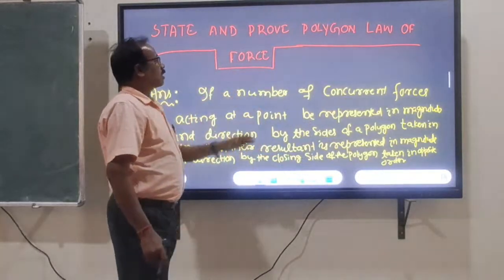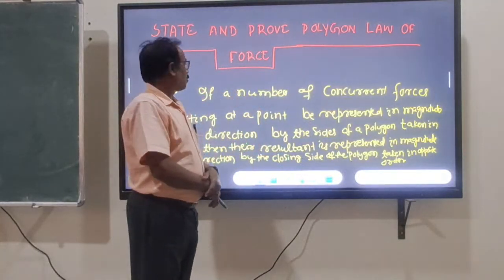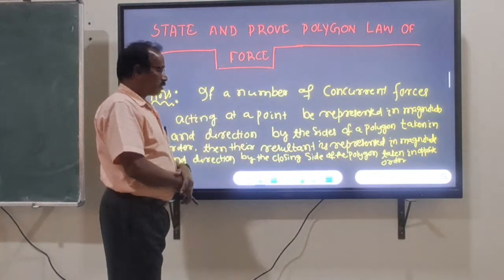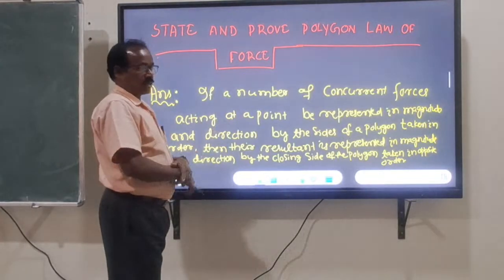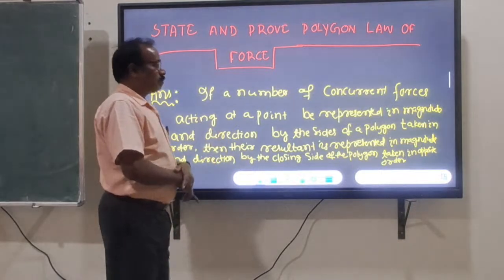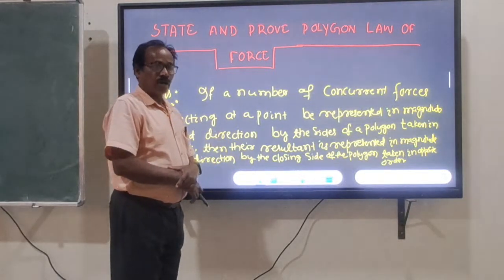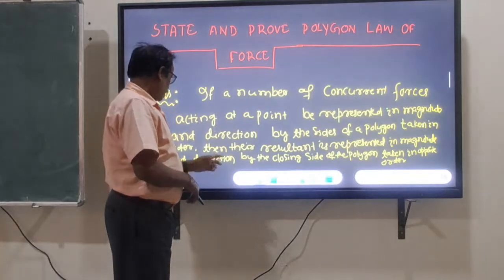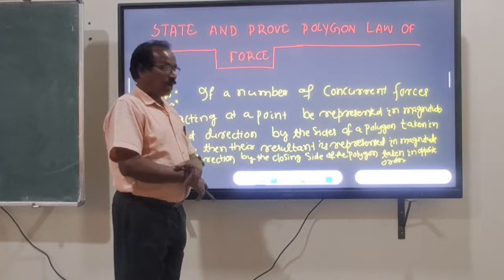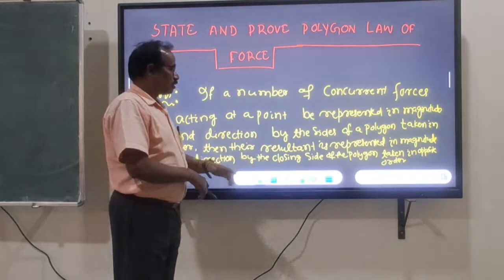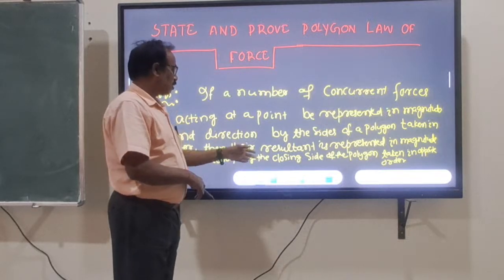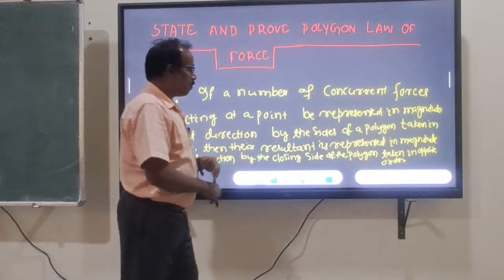First, state and prove Polygon law of forces. Definition: if a number of concurrent forces acting at a point be represented in magnitude and direction by the sides of a polygon taken in order, then the resultant is represented in magnitude and direction by the closing side of the polygon taken in opposite order. This is the definition of polygon law of forces.